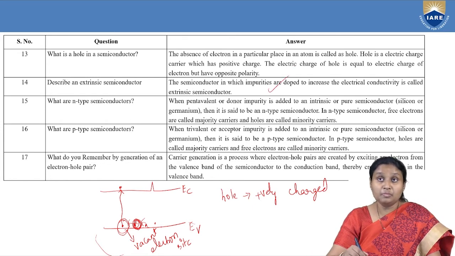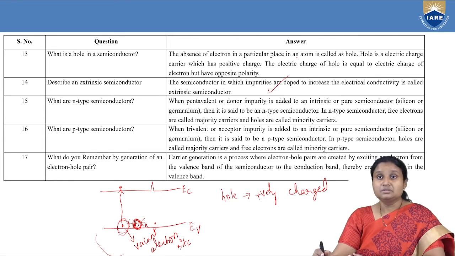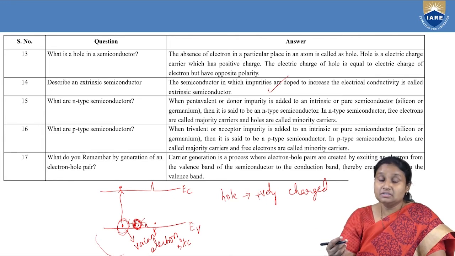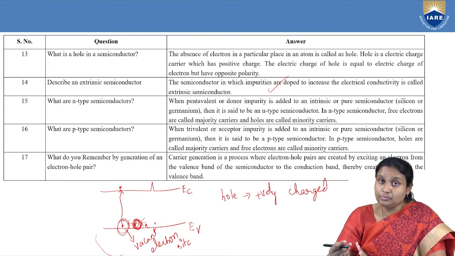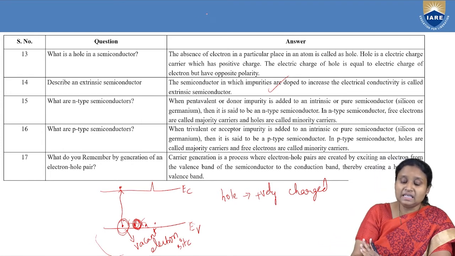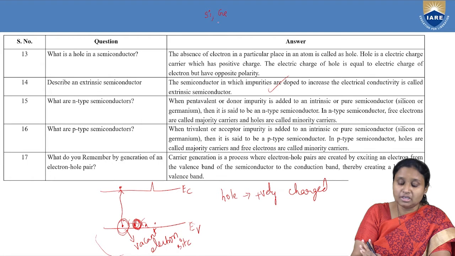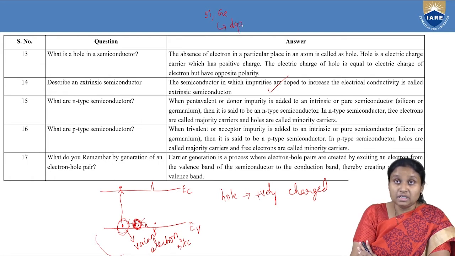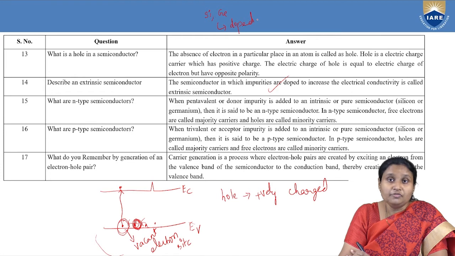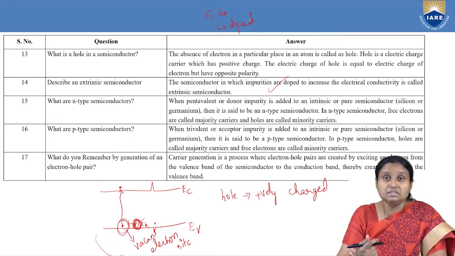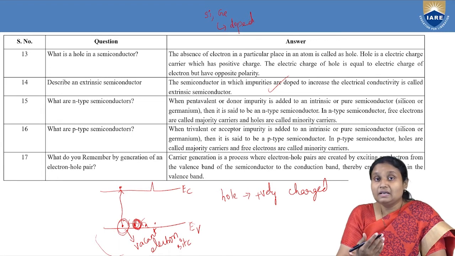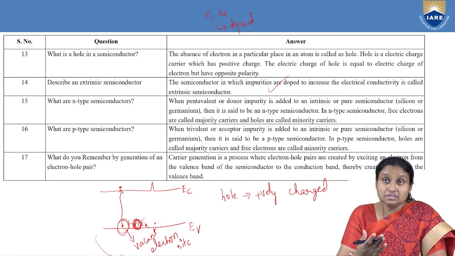Now next one is to describe extrinsic semiconductors. We have seen that intrinsic semiconductors are pure semiconductors which do not have any impurities. But when we talk about extrinsic semiconductors, generally we'll take intrinsic semiconductors like silicon and germanium, and then we'll dope them with impurities. Depending upon what type of impurity we are doping, there are two types of extrinsic semiconductors: one is p-type, another one is n-type. So generally we can say that extrinsic semiconductors are impure semiconductors where impurities are added to intrinsic semiconductors.